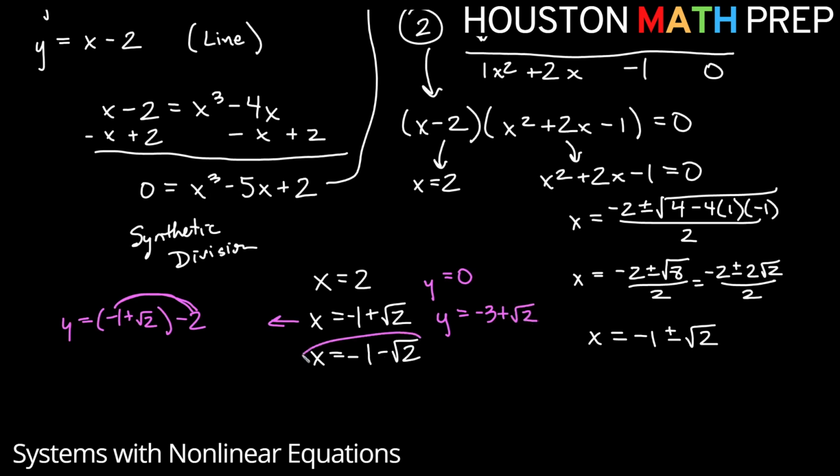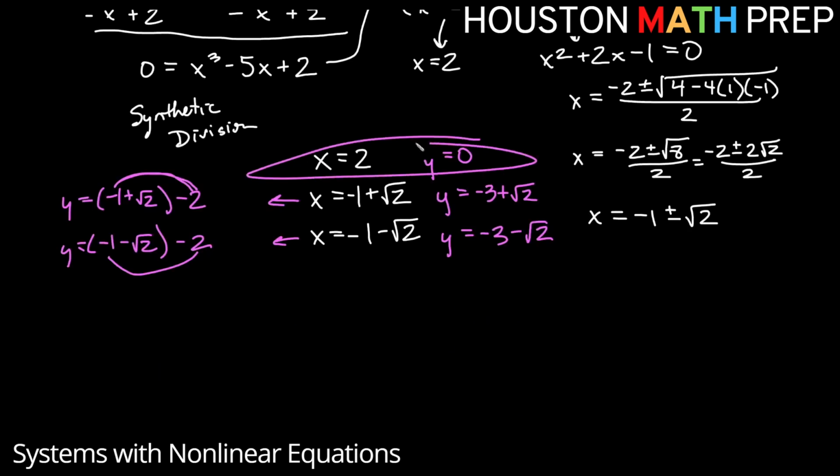And then a similar thing happens here if I take my negative 1 minus root 2 and plug it into my linear equation. That's going to give me that y is equal to negative 1 minus root 2 minus 2. And then here y is going to equal, if you combine these, negative 3 minus root 2. Okay? So now we want to be careful here, right? 2 and 0 go together. I think that's obvious. So 2 comma 0 is a solution.